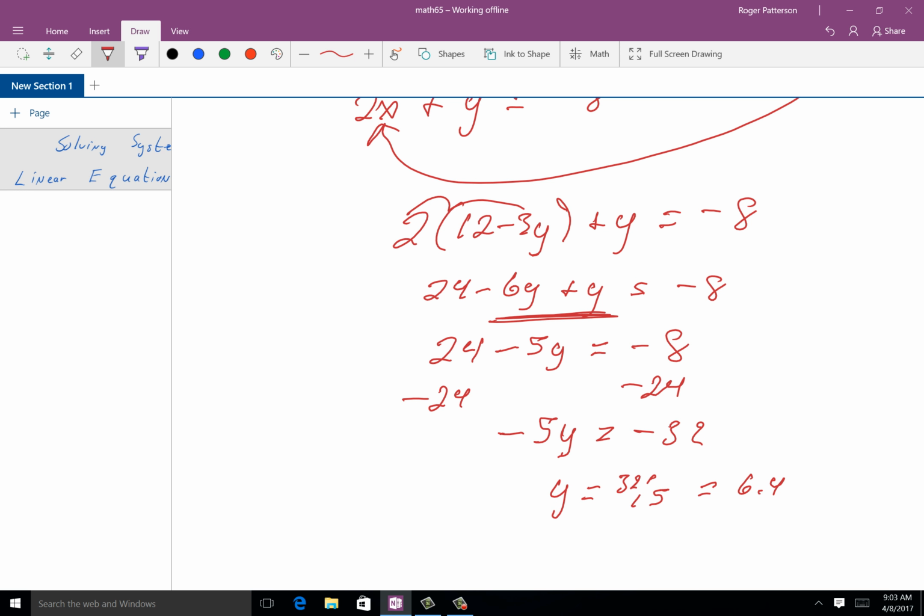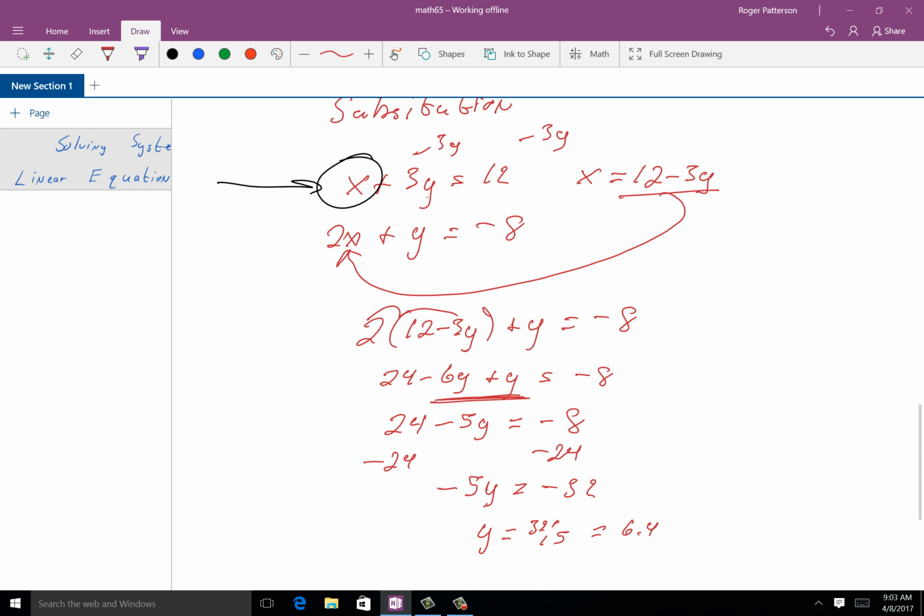Okay. So you did all this work, and you think, man, I got it. It's 6.4. Problem is, and this is where a lot of people forget, the intersection is a point. It's an x and a y. So you only have the y, you don't have the x. So we have to go back and substitute again to get the x. All right?